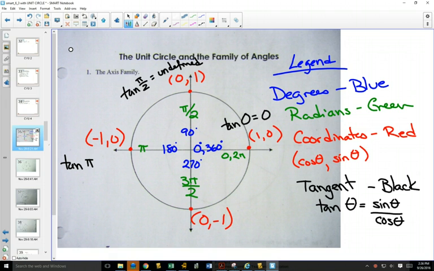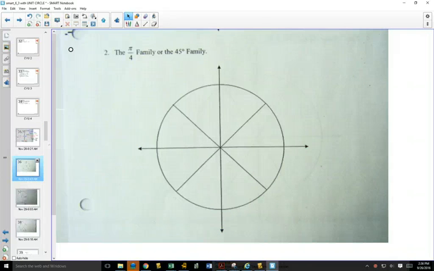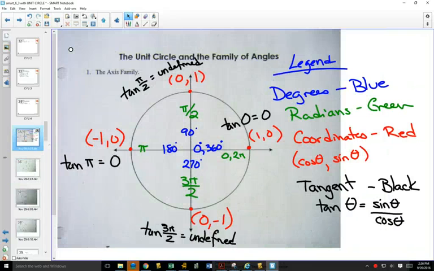Tan of pi, sine divided by cos, will be 0 again. And same problem that we had up top, we're going to have with 3 pi over 2. Tan of 3 pi over 2 is undefined as well. And this is our axes family. Yes, ready? Next family. 45 degrees. No, not ready.